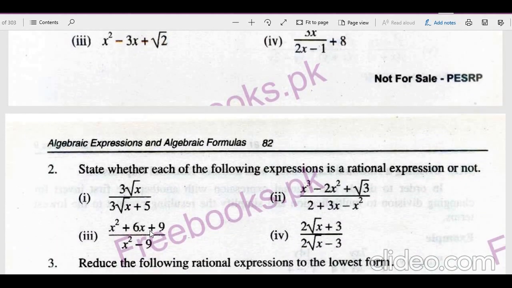And question number 2: state whether each of the following expressions is a rational expression or not. Just specify all of them. If you still have any question in these first two questions of 4.1, you can write in the comments and I will answer. The rest of the portion of this exercise we will discuss in our next video.